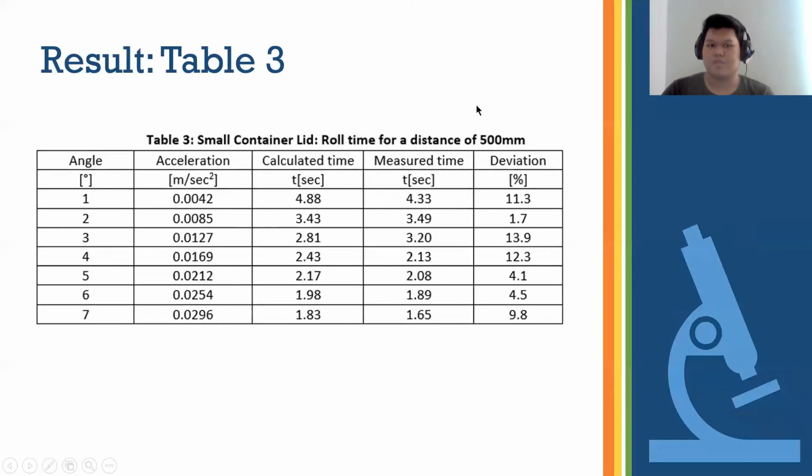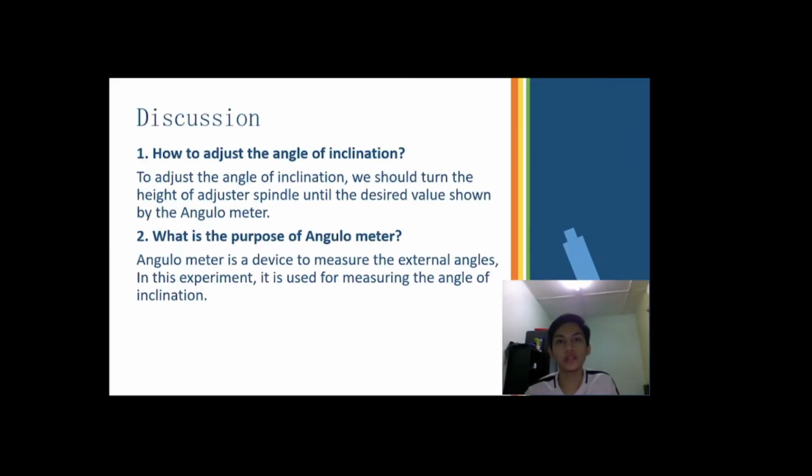And table 3 is the same. Use the formula that we have, and we calculate and we get the acceleration and also the calculated time, and then the deviation using the formula calculated time minus measured time, divided by calculated time. So that's all for the results. I think that's all for me. Thank you.